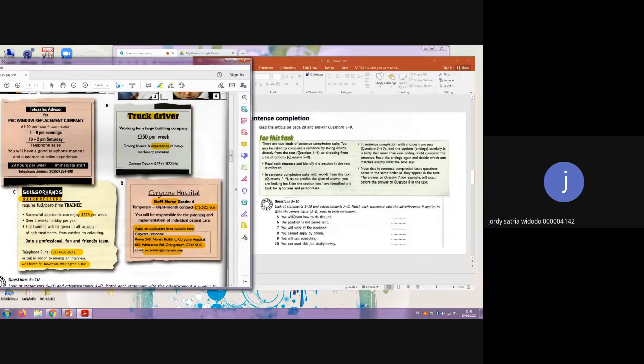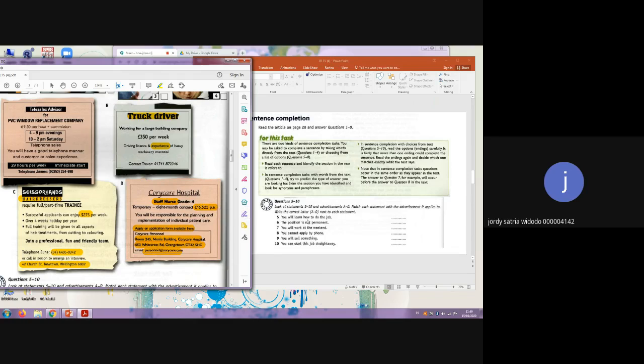Now, look at statements 5 until 10 and advertisements A until D. Match each statement with the advertisement it applies to and write the correct letter A until D next to each statement. Now we have 1, 2, 3, 4, 5, 6. There are 6 statements, and this provided space is used for writing down which advertisement tells this sentence. So let's check this out.